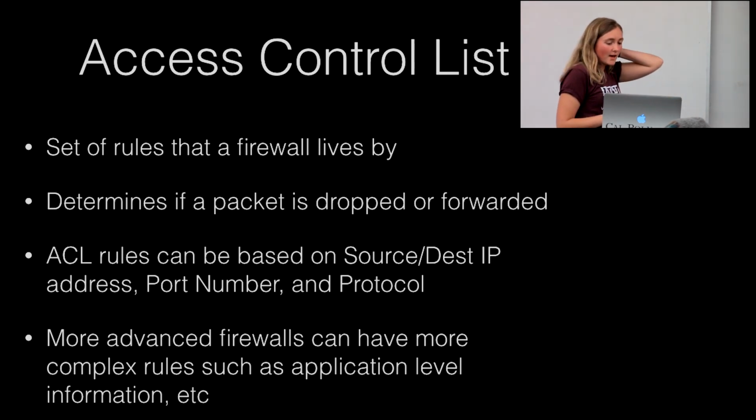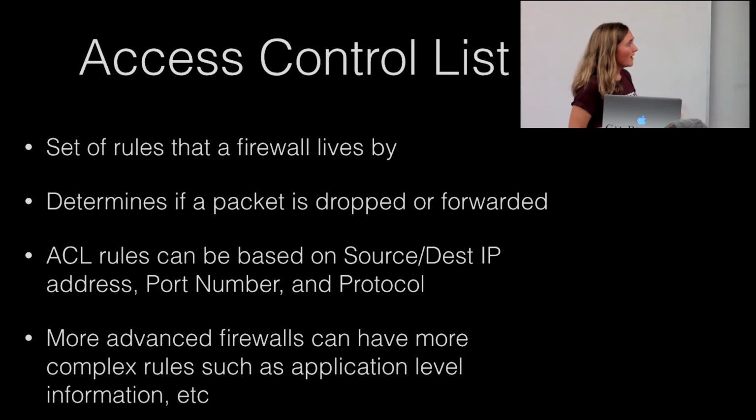But basically, an access control list is your set of rules where you can make rules about which IPs or packets you let through and which you do not. So it determines if a packet is dropped or forwarded. The rules can be based on source and destination IP address, port number, and protocol in the hands-on activity we're going to do. And then more advanced firewalls can have more complex rules such as application-level information, like we talked about earlier.